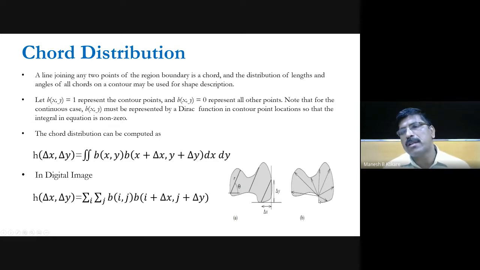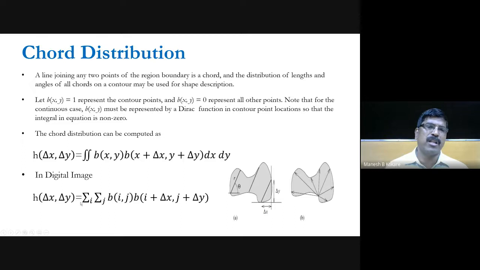Then again you can consider the next point on the boundary and find out the chord distribution, and so on. That way you can cover all the boundary points and find the chord distribution feature. The chord distribution can be computed as h of delta x and delta y, which is the integration of b of x, where b of x is one point and the other point is x plus delta x, y plus delta y, and then you integrate all of those.